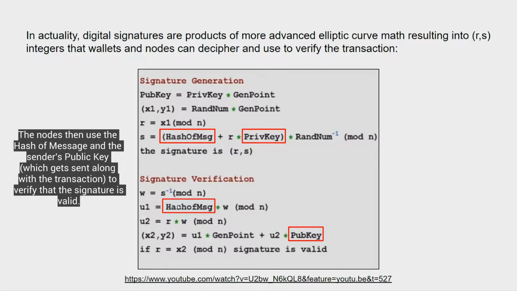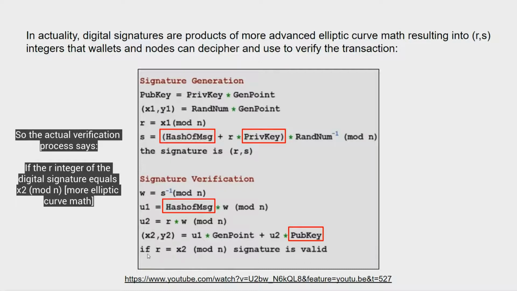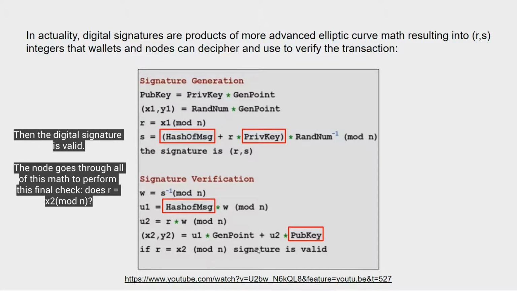So the nodes use the hash of the message and the public key to verify that the signature is valid. If you look here, it does these steps to come up with these R and S, right? So the signature is R and S integers. The final verification process goes through these steps to come up with these other integers, x2 and y2. So the actual verification process says if the R integer here equals x2 mod n, then the signature is valid.